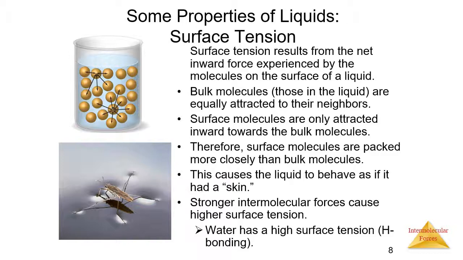So the surface molecules are packed more closely than the bulk molecules, and that causes the liquid to behave almost as if it has a skin. Molecules in the liquid state are attracted to all of their neighboring molecules by intermolecular forces, but the molecules near the surface experience these attractive forces only from the neighboring surface molecules and the molecules below. So there's not really a balancing of those attractive forces above the surface. Those stronger intermolecular forces cause a higher surface tension.